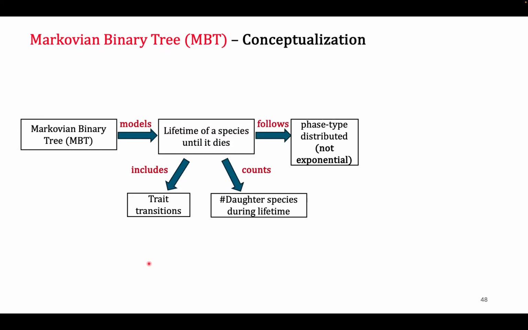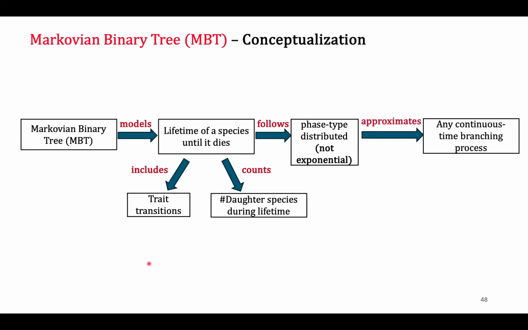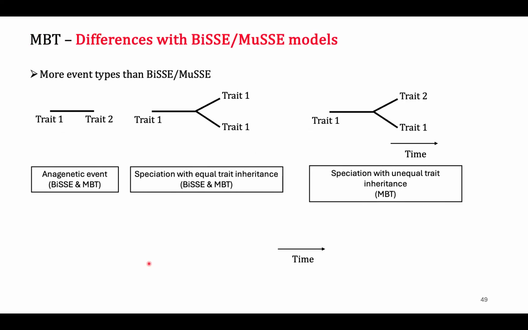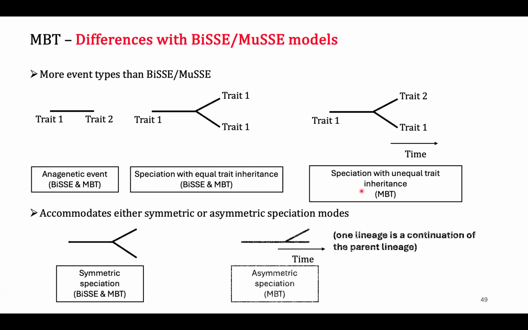This is the difference from the other model: the expected waiting time is not exponentially distributed; it's phase-type distributed. Like before, we have shown that phase-type distributions are better than just considering constant rates, like an exponential distribution. So this one incorporates phase-type distributions. Some differences from the earlier model are that you have more event types. With the BC model, you cannot have a state transition happen at the splitting event, but here you can do it with the MBT. It also accommodates the different speciation modes that I mentioned earlier, where one lineage is the continuation of the parent's lineage and the other is a completely new species where you restart the process on that lineage.